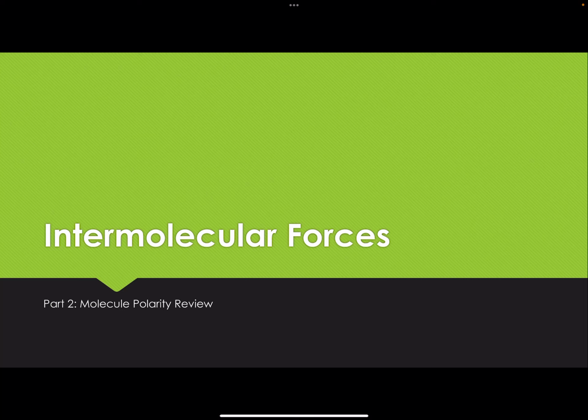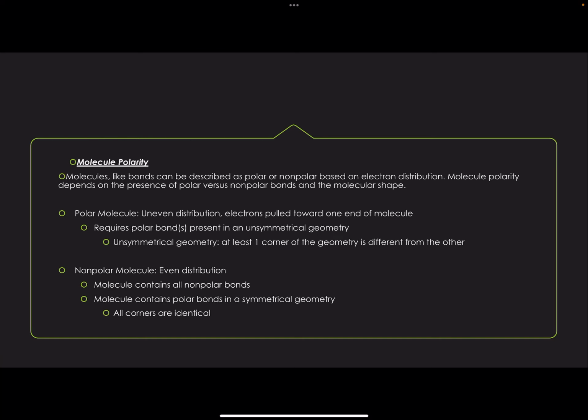In this video, we continue our discussion of polarity by taking a look at reviewing molecule polarity. So molecules, like bonds, can be described as being polar or nonpolar based on electron distribution. Molecule polarity depends on the presence of polar versus nonpolar bonds and the molecular shape. So to be a polar molecule, this results in the uneven distribution of electrons.